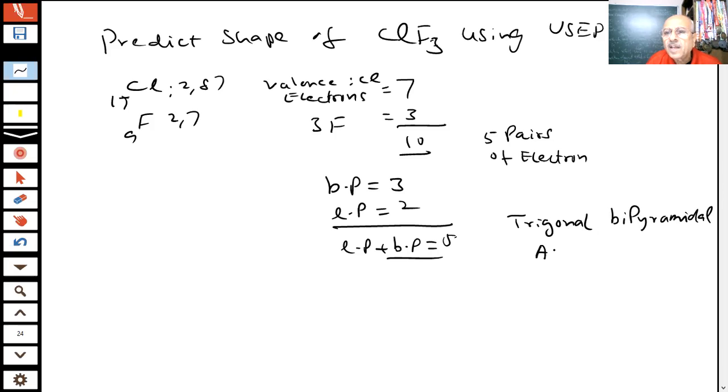Here A, B, AB3E2. E2 means this molecule is AB3 and E2 means these are electron pairs, 2 lone pairs. E is lone pair. So there are 2 lone pairs and there are 3 bond pairs. The shape should be trigonal bipyramidal.